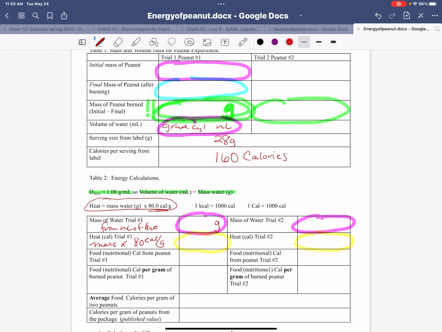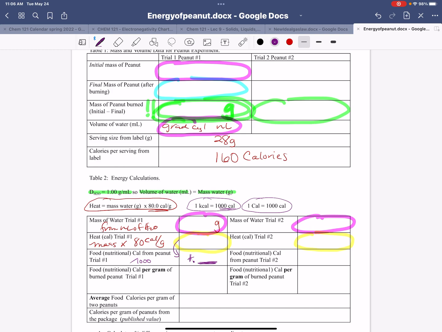What we understand is that there are 1,000 calories in a kcal, or 1,000 heat calories in a food calorie. So we're going to convert this number to this one by dividing by 1,000. We'll get a number with a decimal point in it.